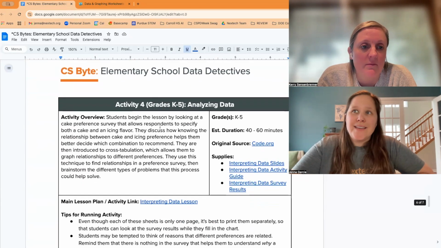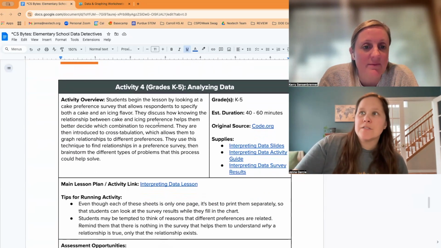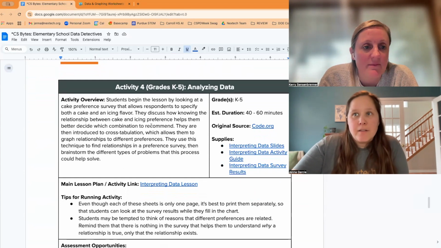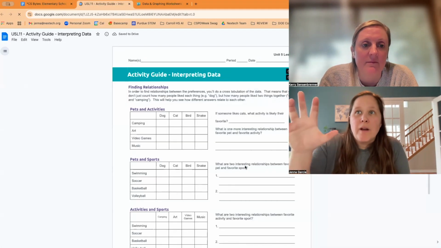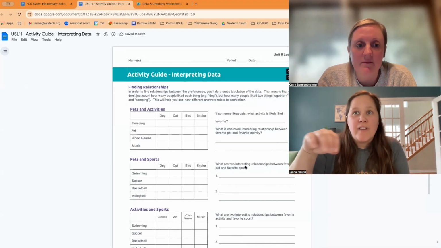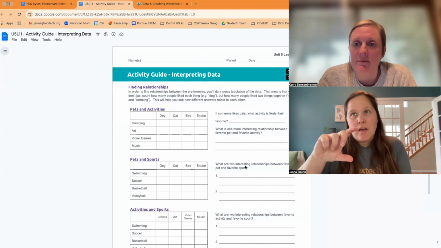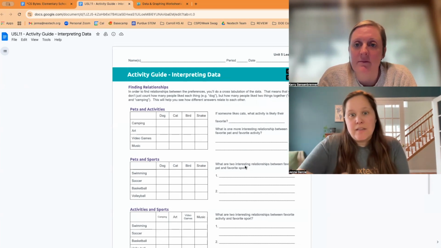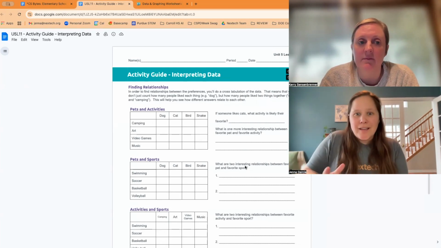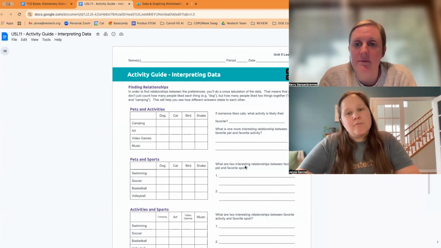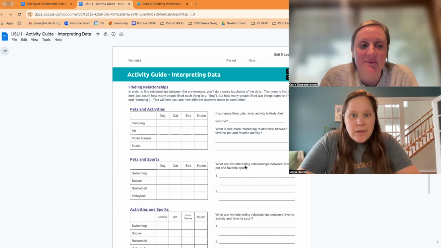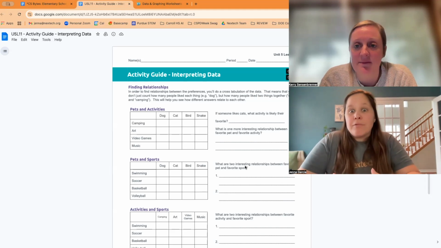And then the last activity is analyzing data. This is another code.org lesson. It's an activity guide where you're looking at finding relationships between two different categories and seeing if they relate or not. Again, it's this idea that people can look at the same set of data and see different things. It's really just having conversations about why you think what you're thinking and why you're seeing what you're seeing.